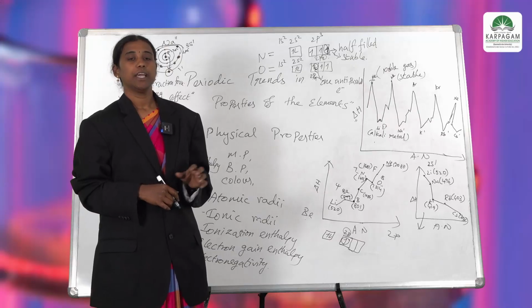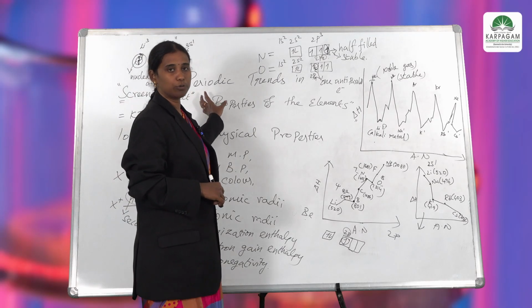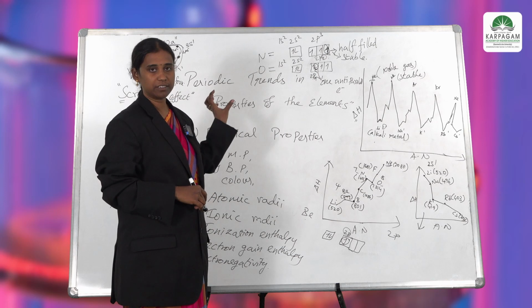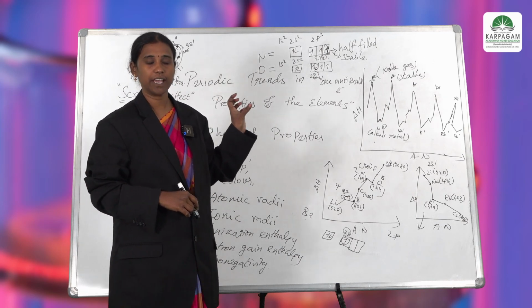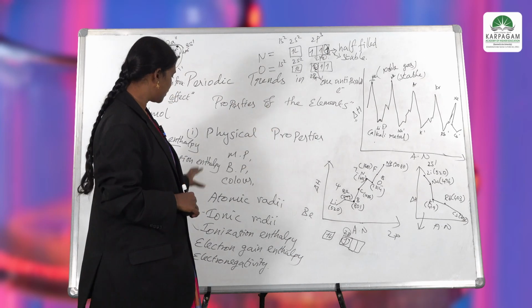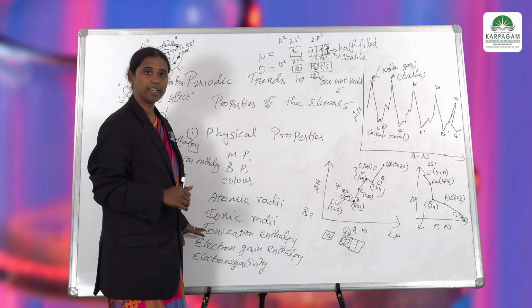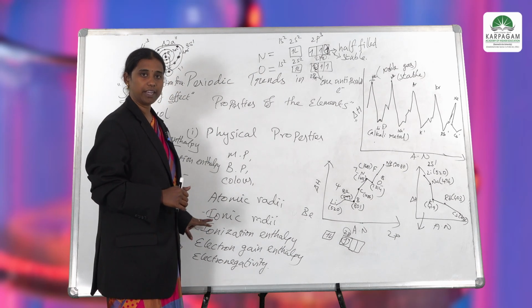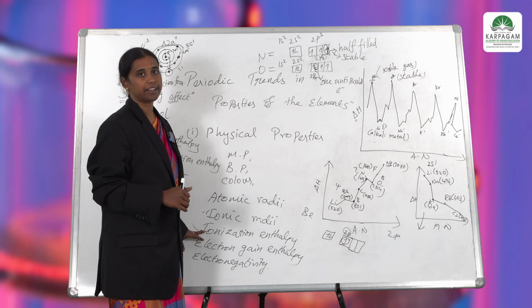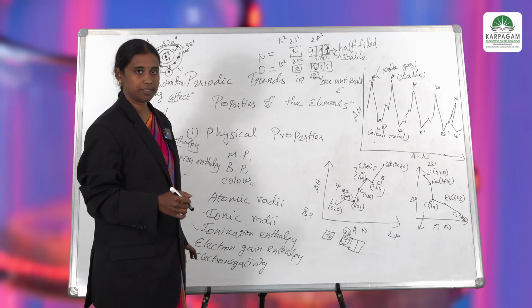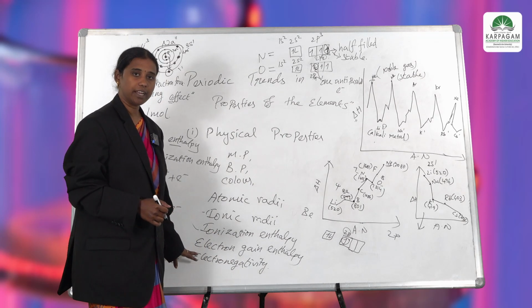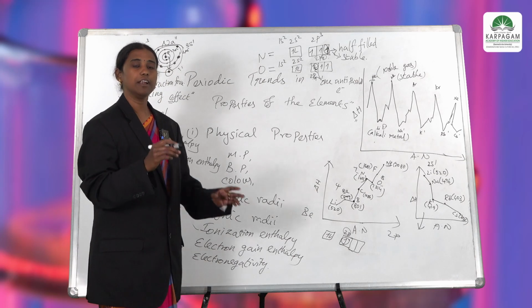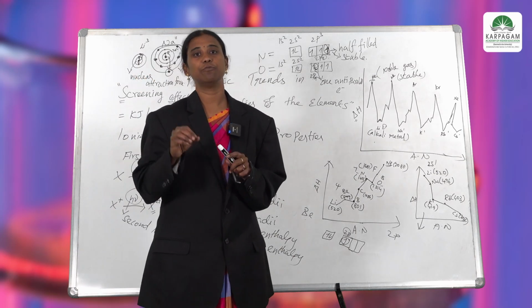Today we saw how the periodic trends influence the physical properties of the elements. We covered three topics: atomic radii, ionic radii, and third, ionization enthalpy. In the next class we will see electron gain enthalpy and electronegativity, and what the periodic trends are in those.